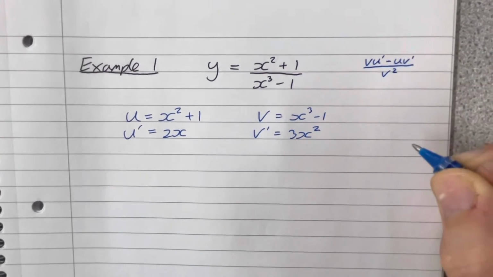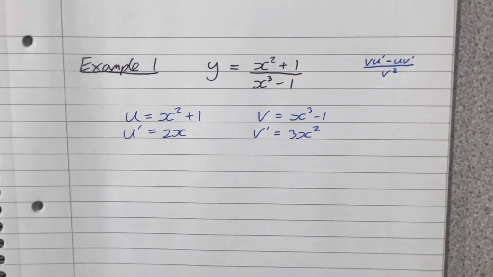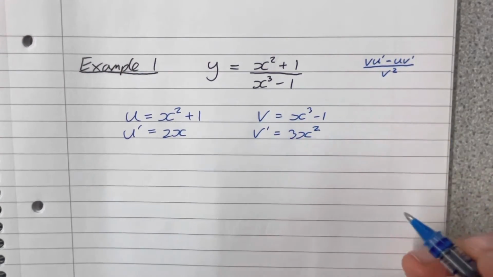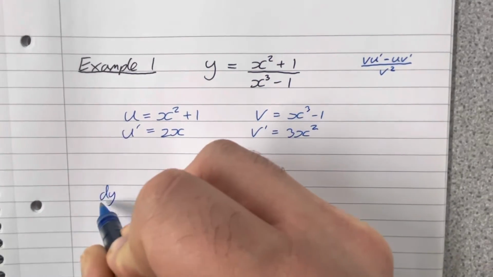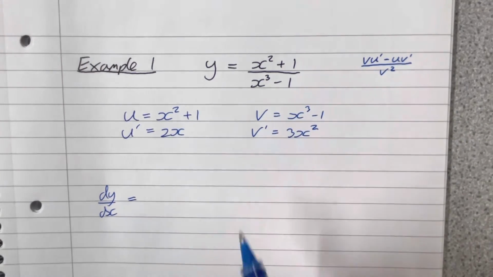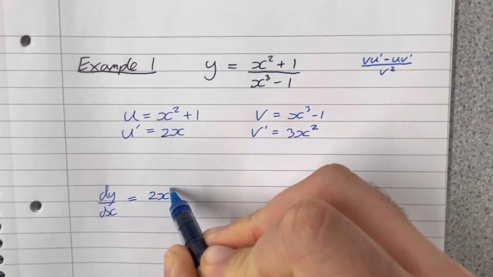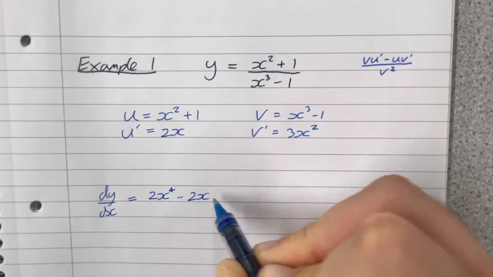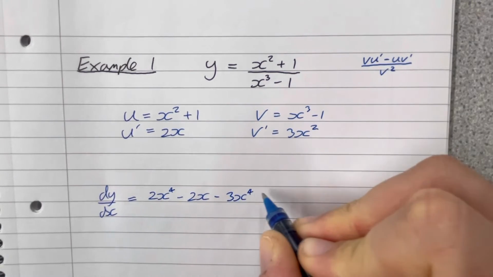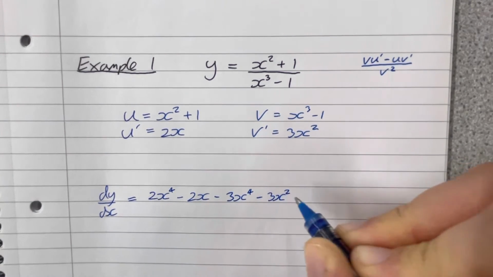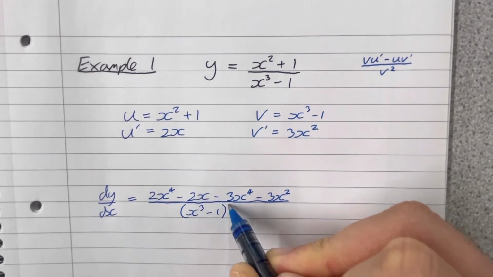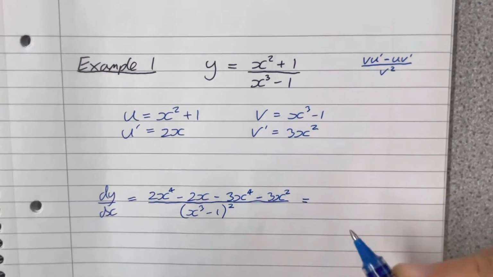Okay, so that is what I'm going to be plugging these into. Just be careful that you are plugging in to the correct formula in the correct places. So therefore dy by dx is going to equal vu primed, so that's that times that, so that's going to be 2x to the 4 minus 2x, minus uv primed, so it's minus that times that, so it's minus 3x to the 4 minus 3x squared, and that's all divided by v squared, which is x cubed minus 1 all squared. And you can simplify the top a little bit in this case.